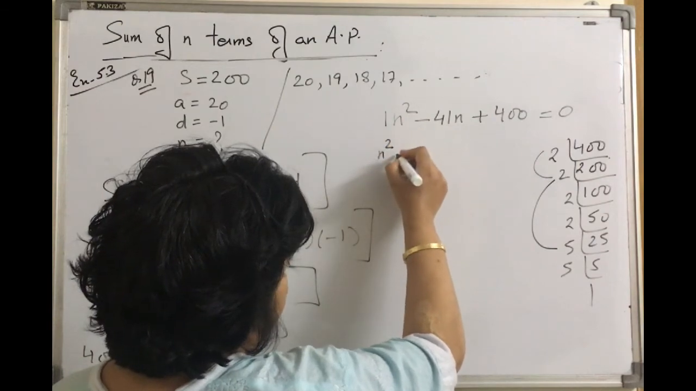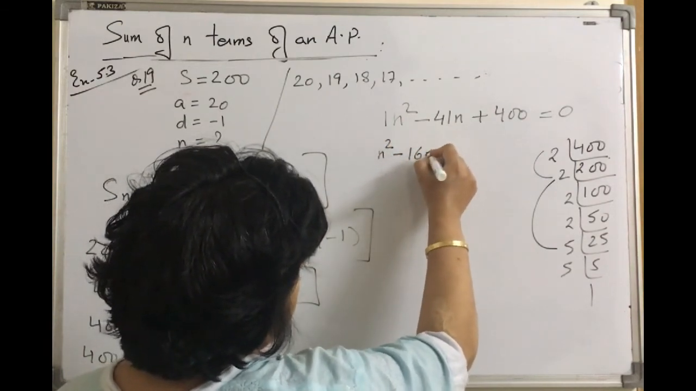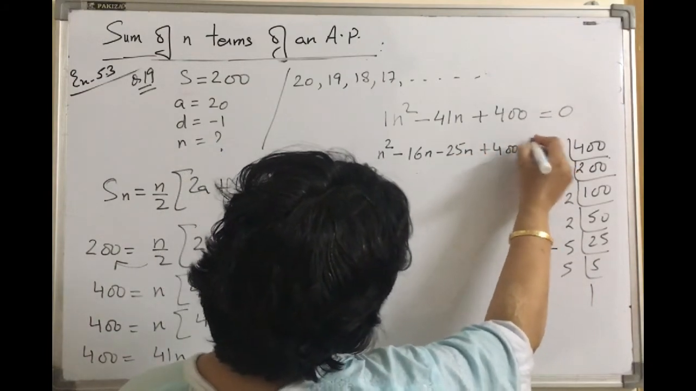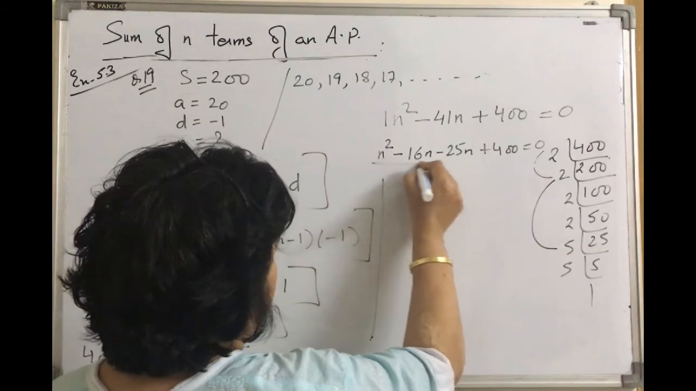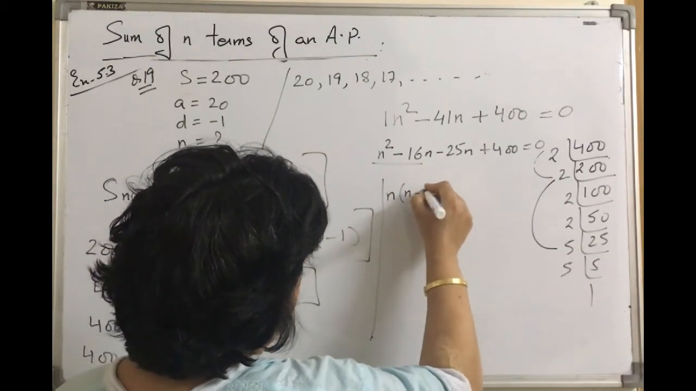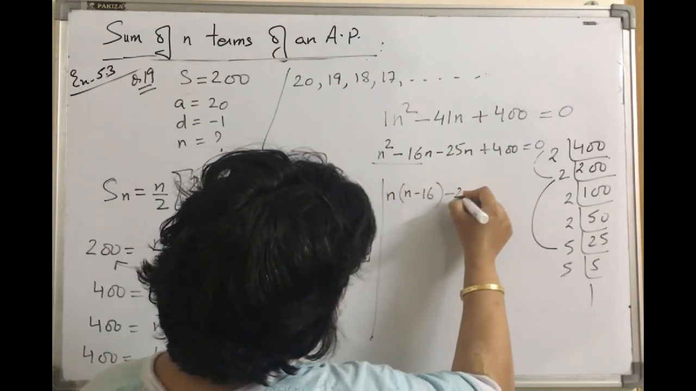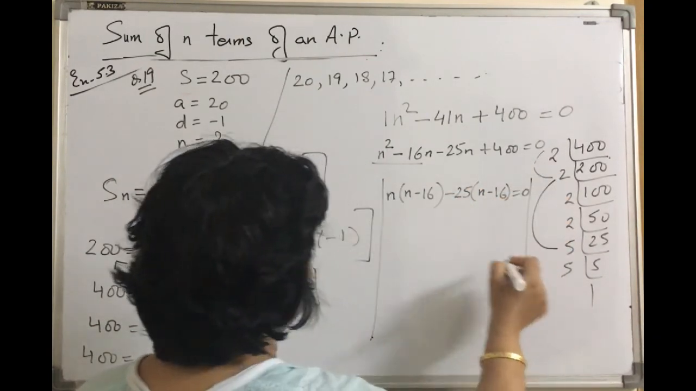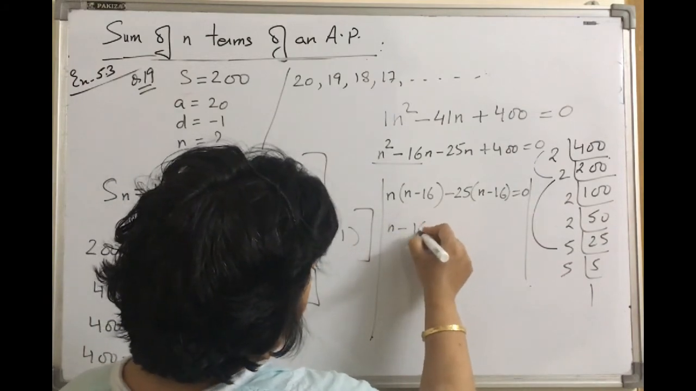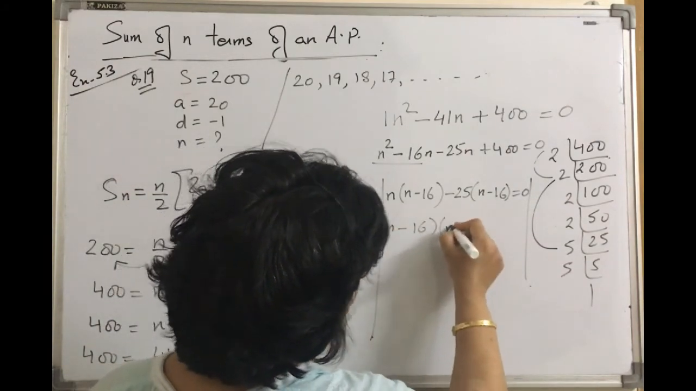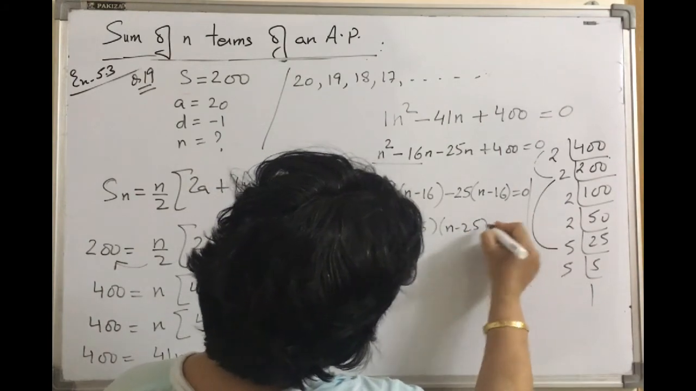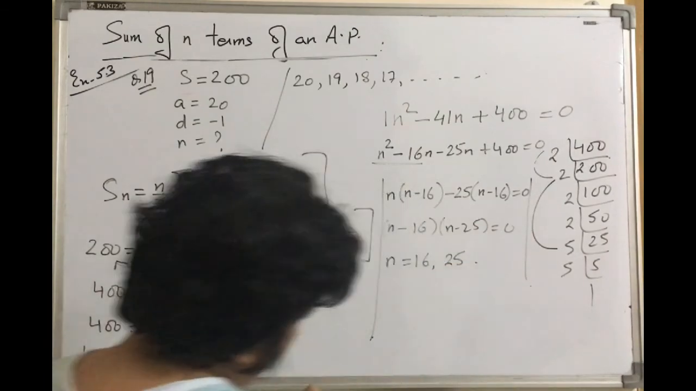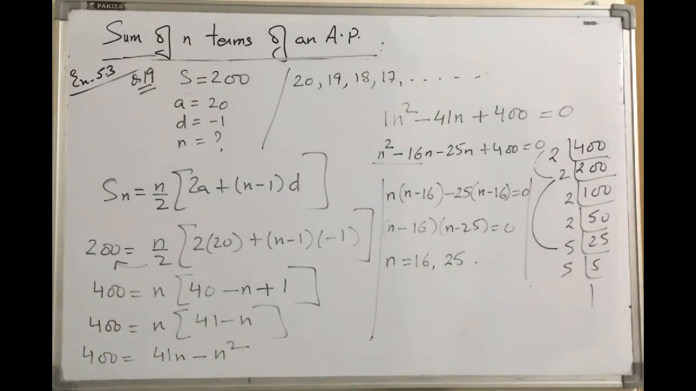So we can rewrite it as n square minus 16n minus 25n plus 400 equal to 0. From the first two take n common, n minus 16. From the next two take minus 25 common, n minus 16 equal to 0. So we have n minus 16 and n minus 25 equal to 0. n is equal to 16 or 25. Now which value is correct?